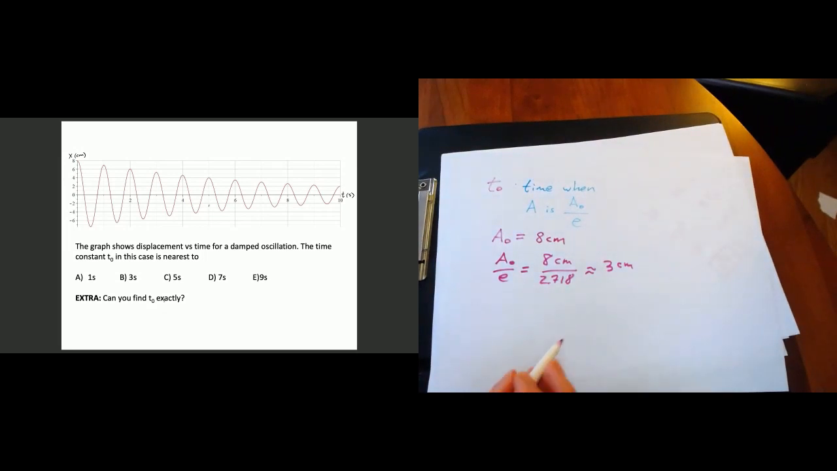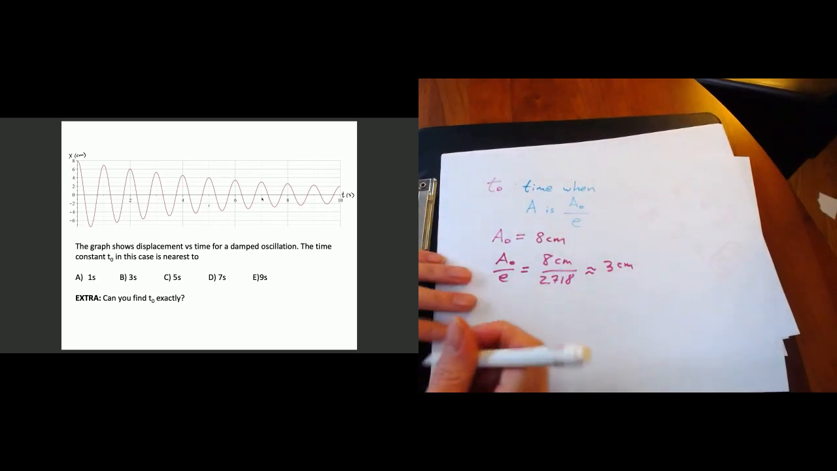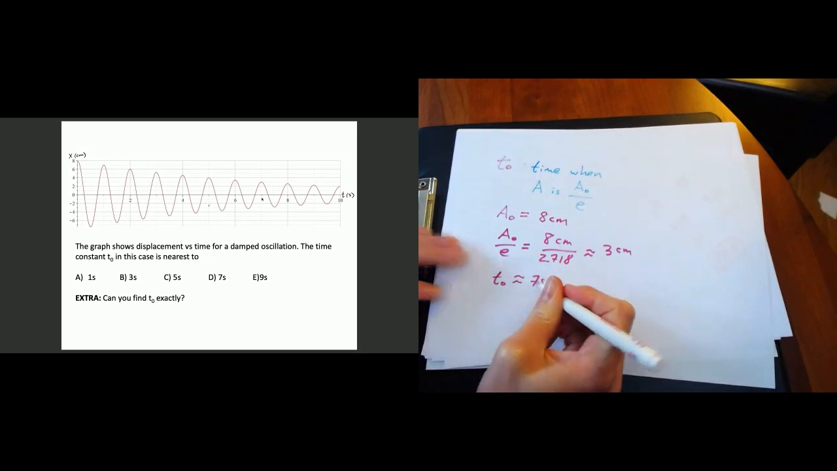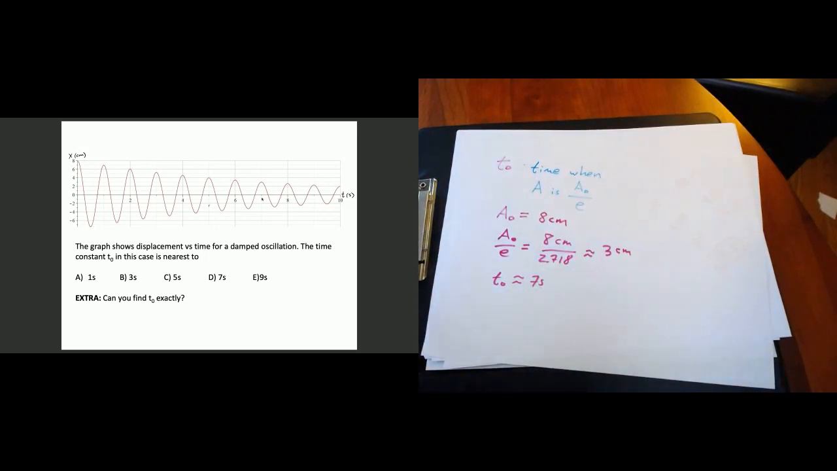And so now I'll look on my graph, and we notice that the place where the amplitude has decayed down to close to 3 centimeters looks like time equals 7 seconds. Okay, so T0 is then approximately equal to 7 seconds. That's basically just by looking at what amplitude we need to decay to, and then where that happens on the graph.